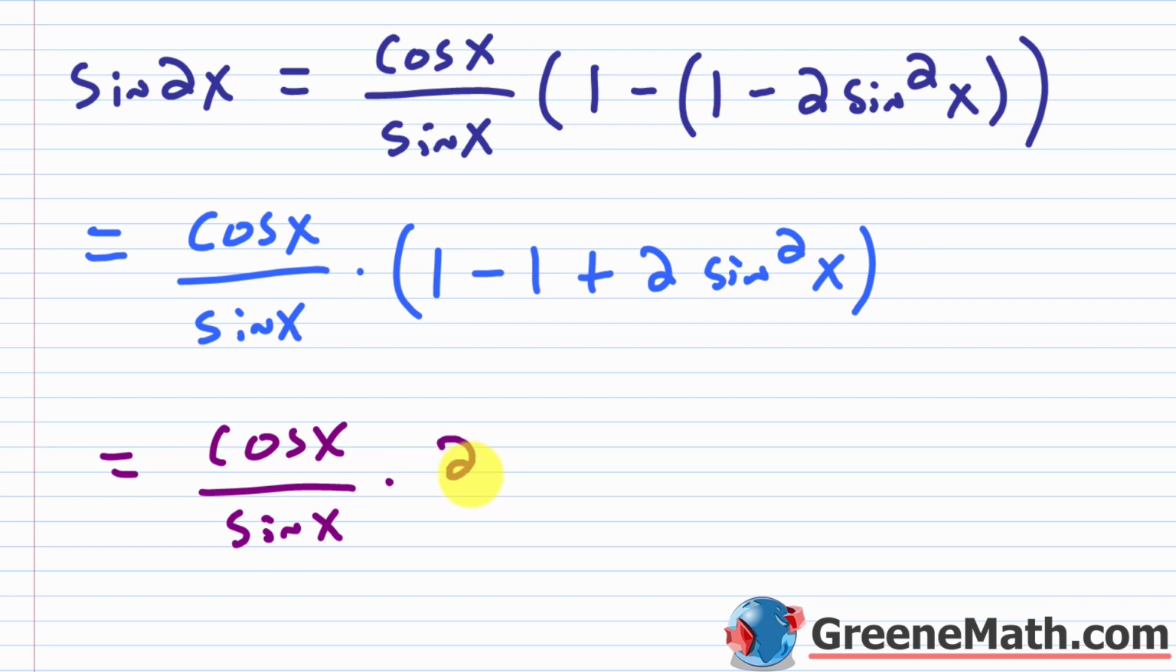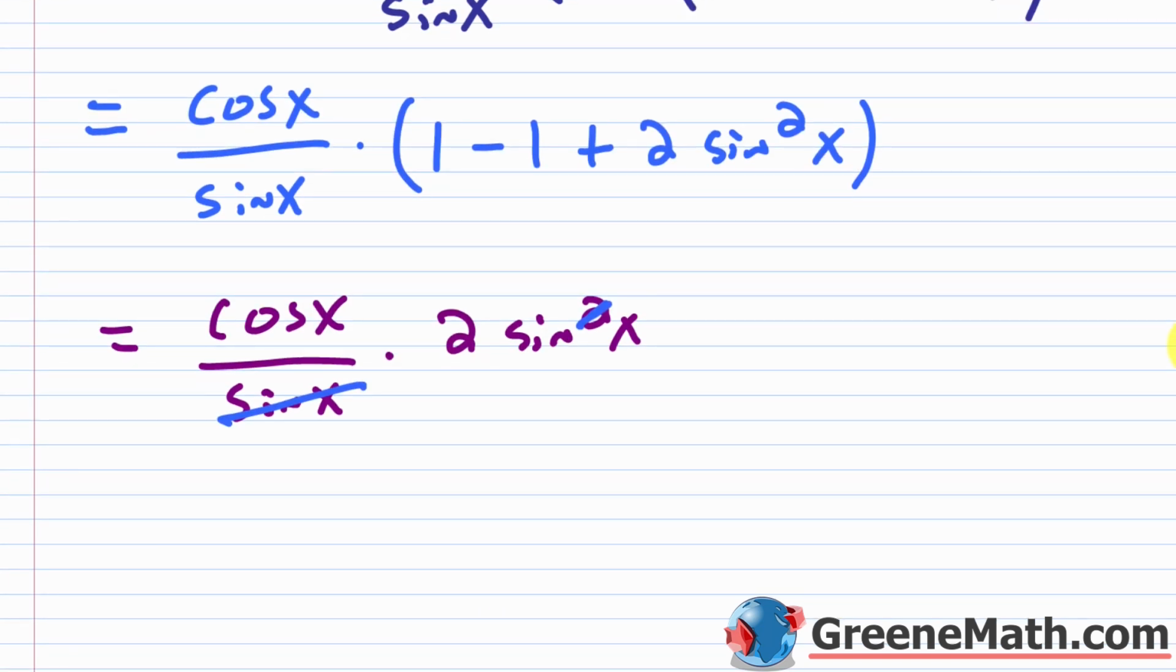So that's gone. You have 2 times sine squared x. Now you can do some canceling, right? This is going to go away. I can get rid of one of these, right? So basically, what I can do here is say that I have 2 times sine of x times the cosine of x.